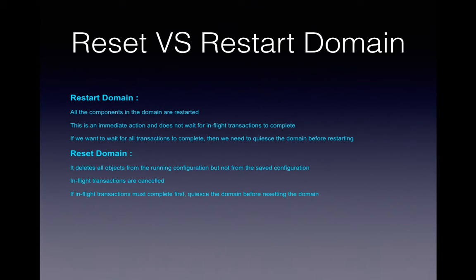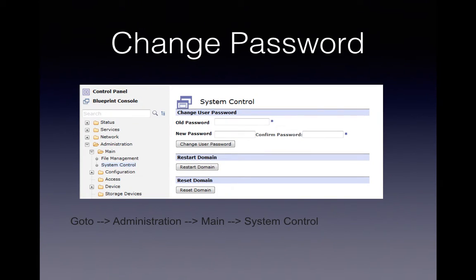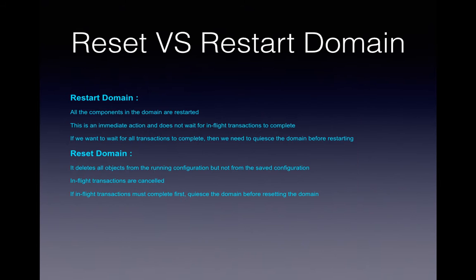If you want all the transactions to complete before the restart is started, then we need to use another option called quiescing, and I will let you know more details about this quiesce option in my next video. And we have another option called reset, and both restart and reset domain can be seen in the same system control option. If you want to reset a domain, what it does is it basically deletes all the objects from the running configuration.